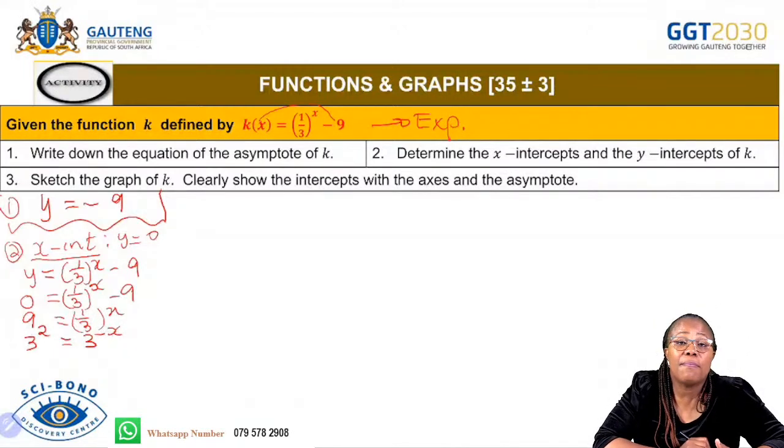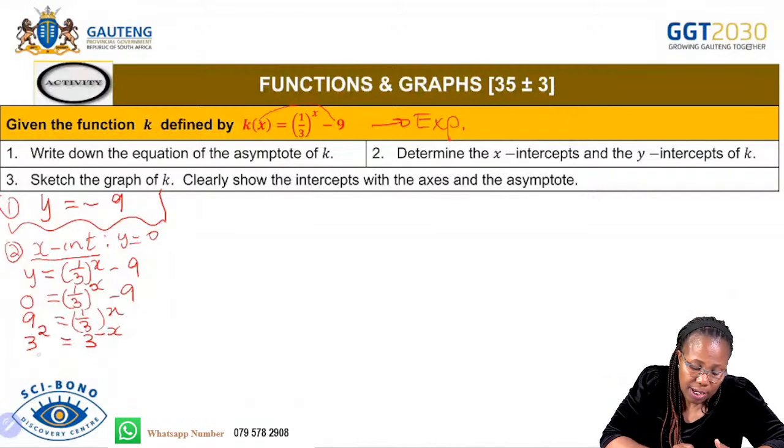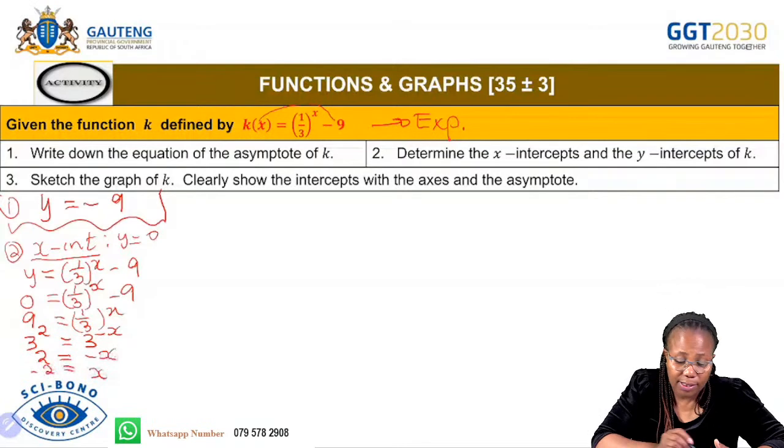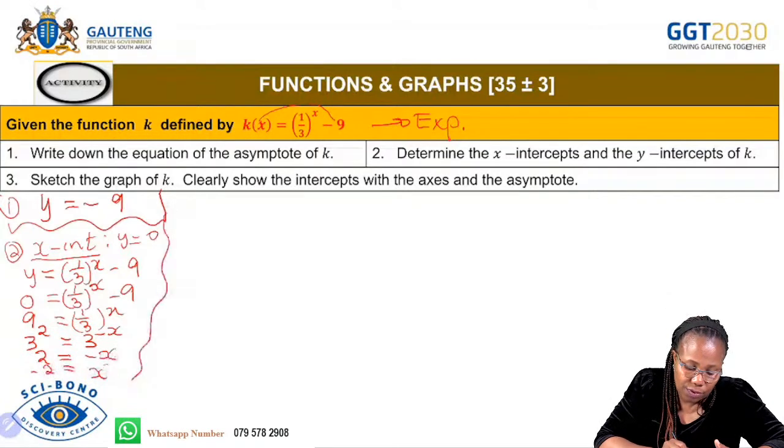Can you see you have the same base? You can equalize the exponents. Therefore, 2 is equal to minus x. Then our x will be equal to what? The negative 2. All right. x is equal to negative 2. That is our x-intercept there.